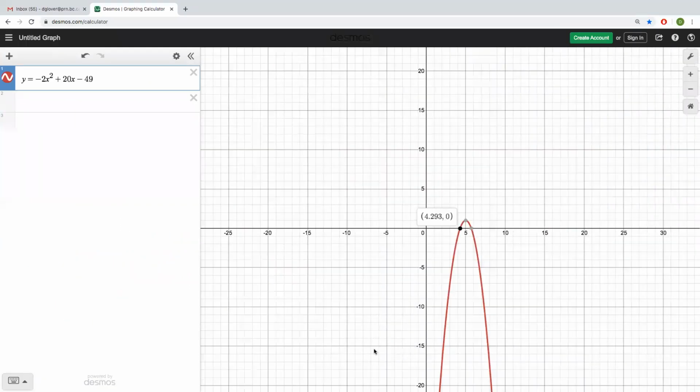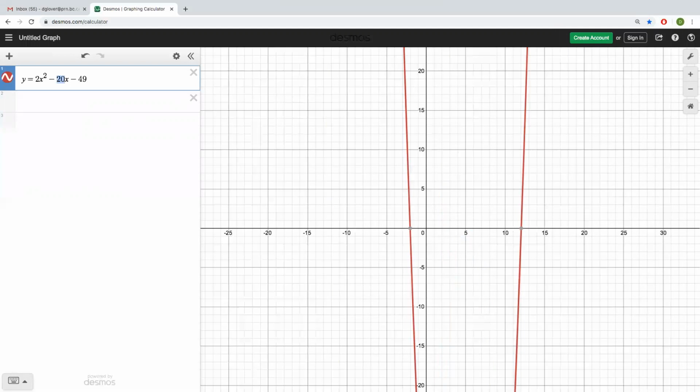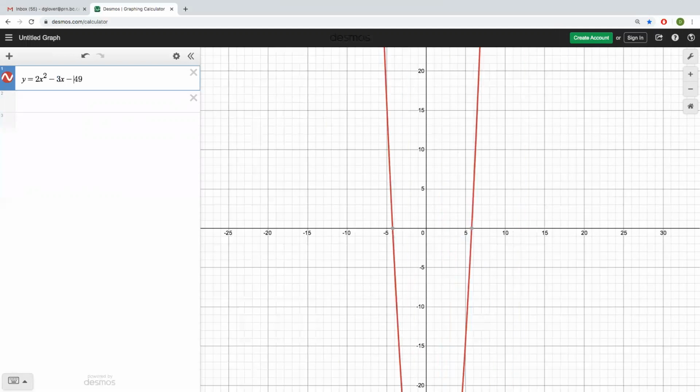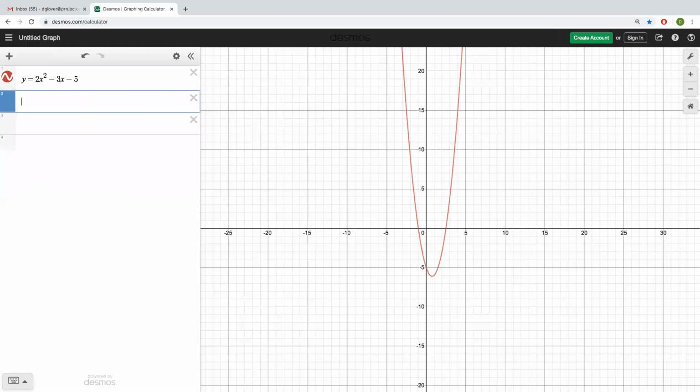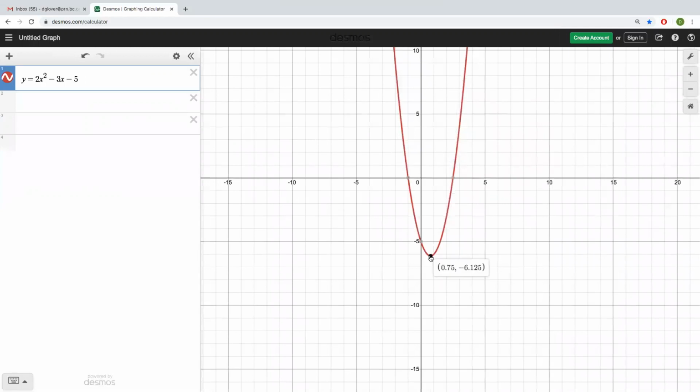This function is not -2, it's just 2x squared minus 3x minus 5. So here's our function. We're interested in finding the vertex. The vertex is 0.75 and minus 6.125. So let's write this down so we don't have to keep going back and forth. Vertex is at the point 0.75 and minus 6.125.